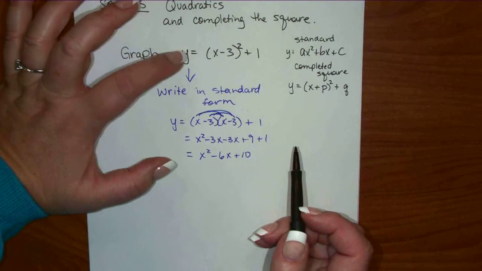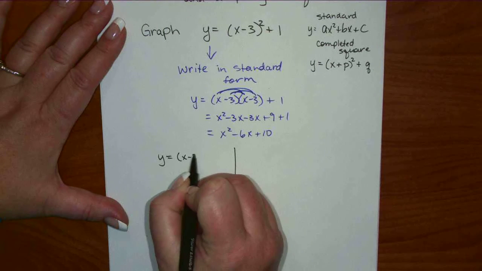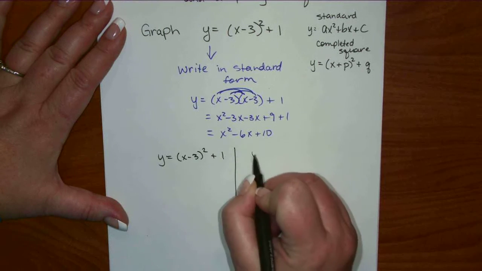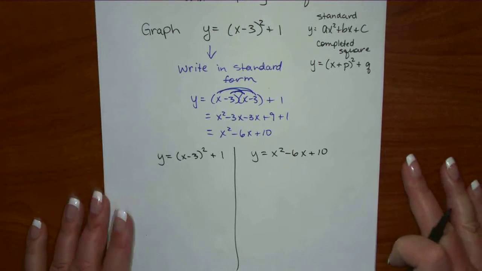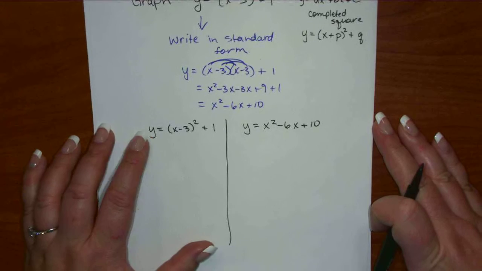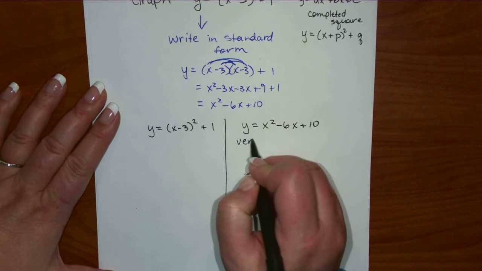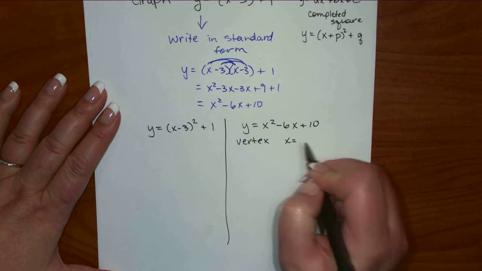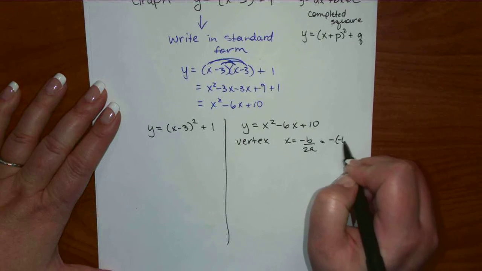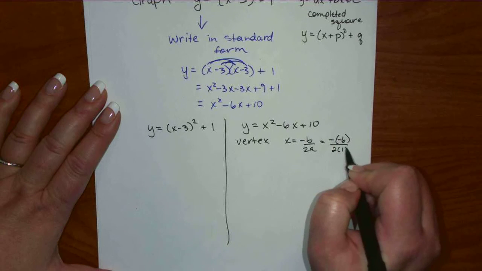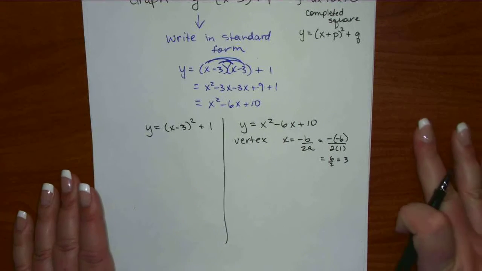So if we were to, let's just split this page and say we have this one, and then the standard form over here. So the vertex, let's do the one we know first. How do we find the vertex? X equals minus b over 2a. So minus negative 6 over 2 times 1. 3. Okay.